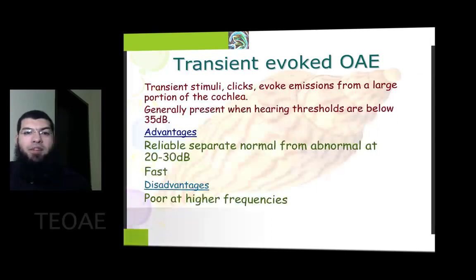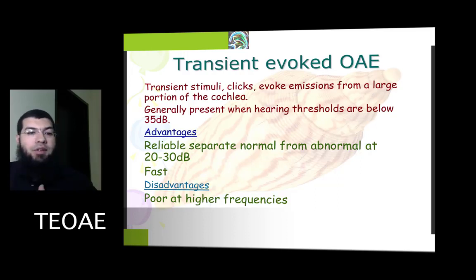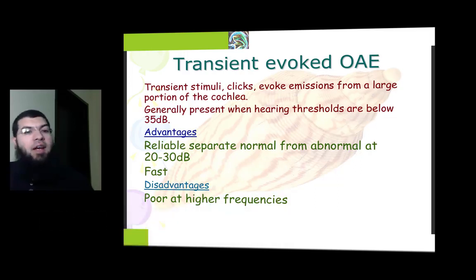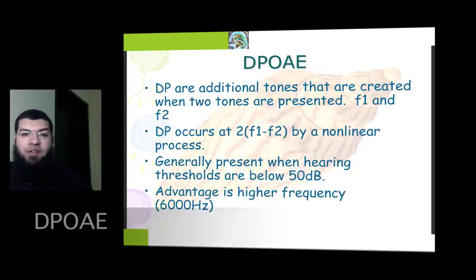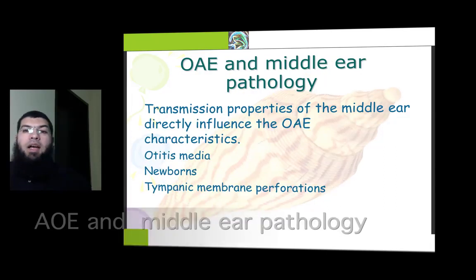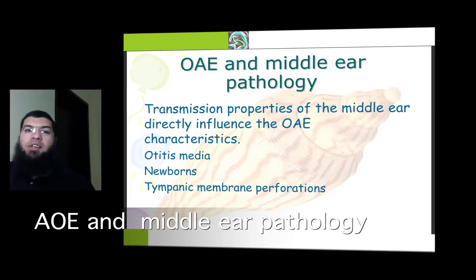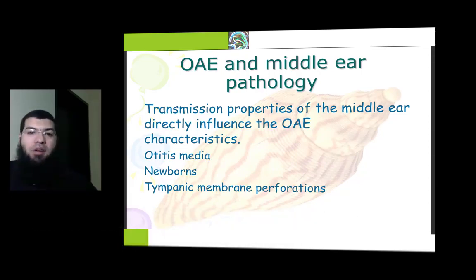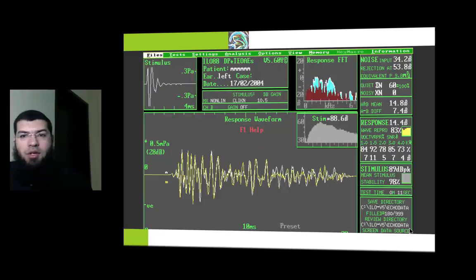two pure tones. The transient otoacoustic emission is present when the hearing threshold is below 35 decibel. It is fast and used in newborn hearing screening. The distortion product otoacoustic emission uses 2 pure tones. It is present when the hearing threshold is below 50 decibel. Otoacoustic emission is generally highly sensitive to middle ear pathology. Any middle ear pathology can affect the otoacoustic emission, like otitis media or tympanic membrane perforation.